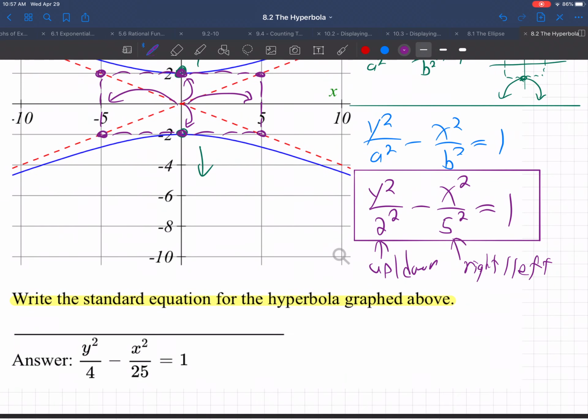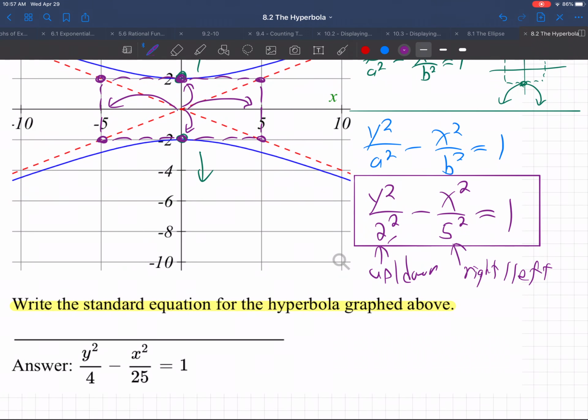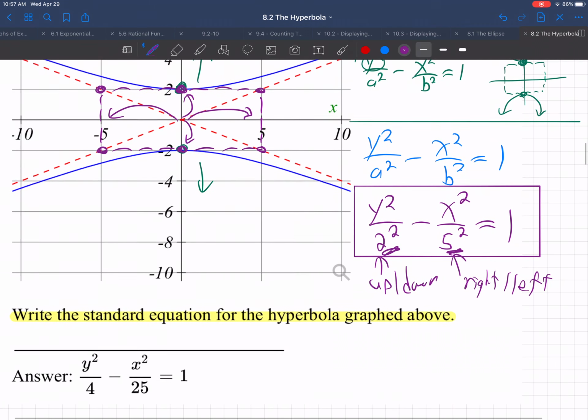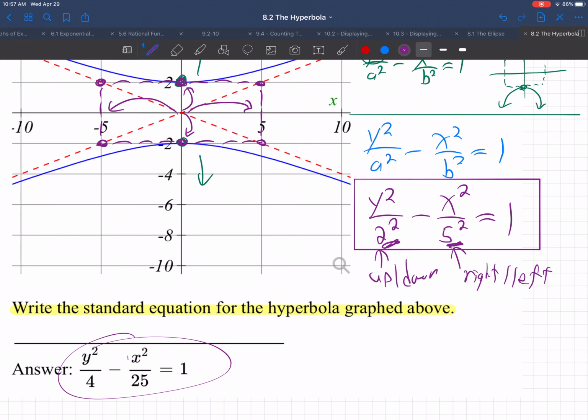You can see the answer down here. They got the same thing. Or you could make that a 4 and a 25. Yeah, that's probably what they want you to do, like this. But it's basically the same thing.